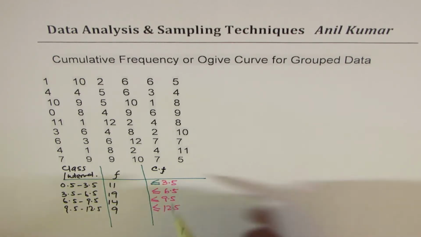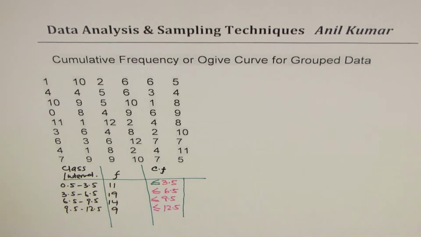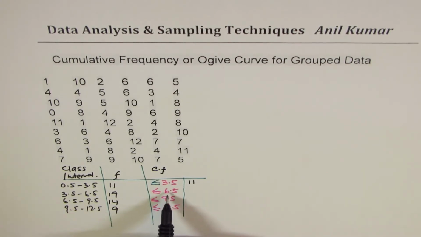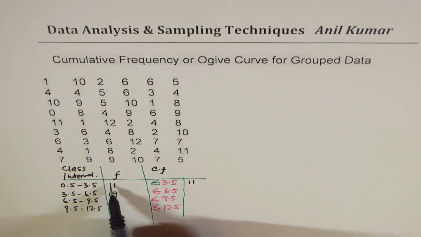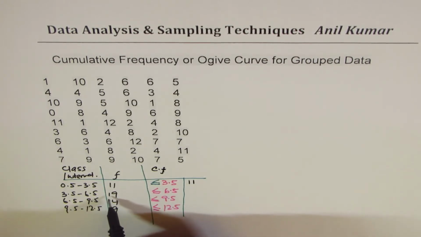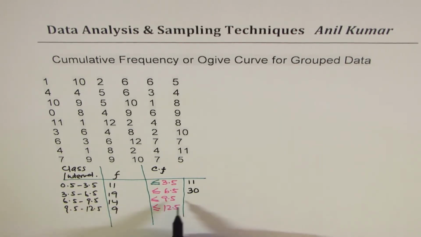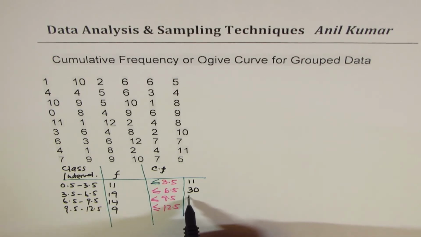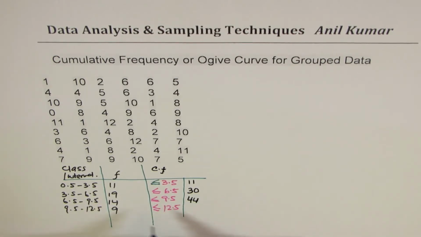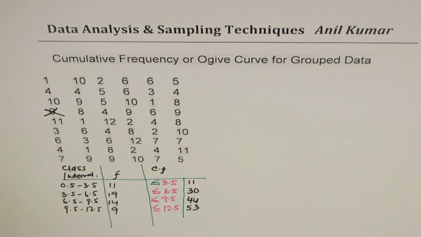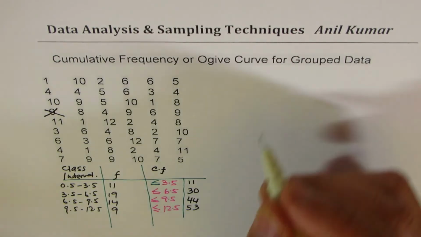So clearly, less than or equal to 3.5 is 11. Less than or equal to 6.5 will be, add them up, correct? So it is 11 plus 19, 30. Add 14 for the next, so it is 44, and 44 plus 9 is 53. So we know there are a total of 53 elements since we excluded 0, which was an outlier. Correct? So that becomes the cumulative frequency.